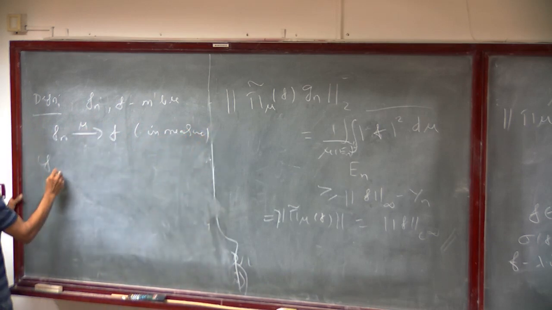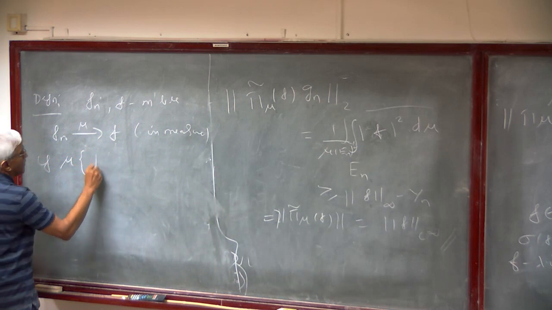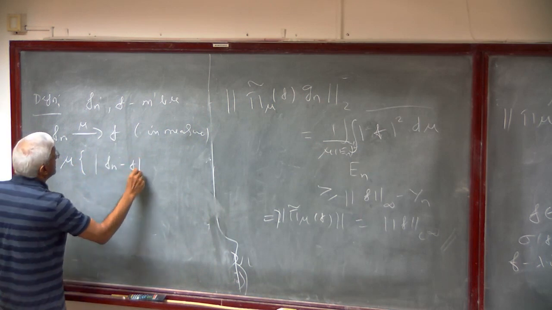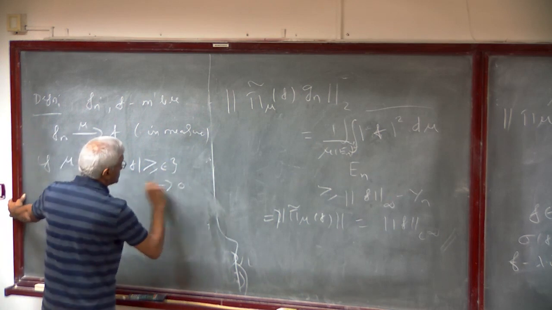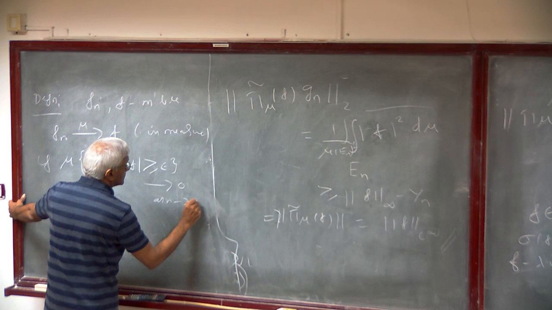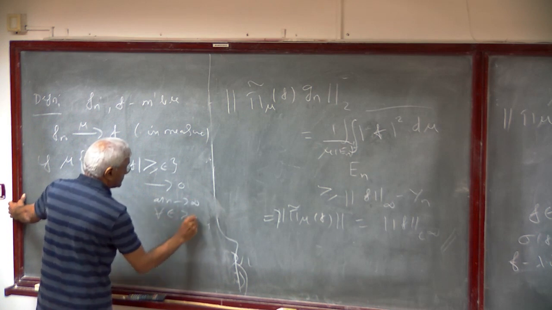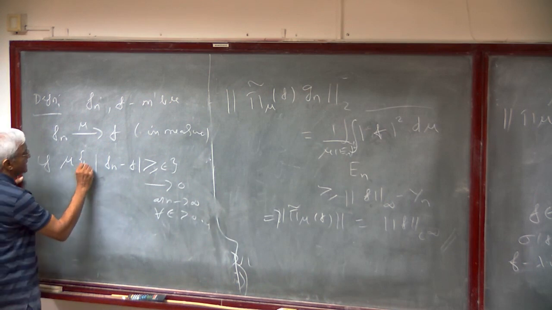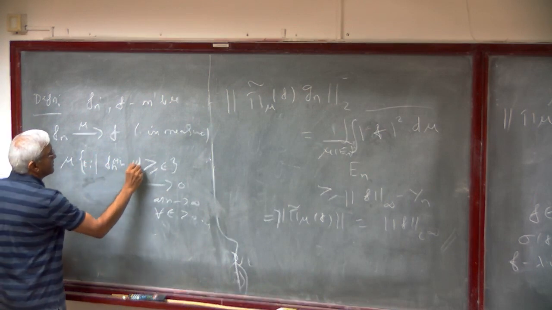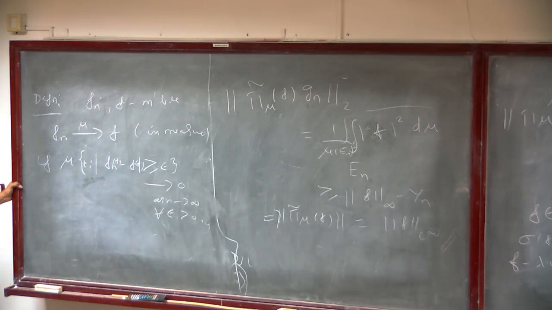if mu of {|Fn minus F| greater than or equal to epsilon} goes to 0 for all epsilon. You fix an epsilon, then you have this set, of course by this you mean the set of T such that |Fn(T) minus F(T)| is greater than or equal to epsilon. This goes to 0. This is convergence in measure. Then once we have convergence in measure, I want to prove that statement further.